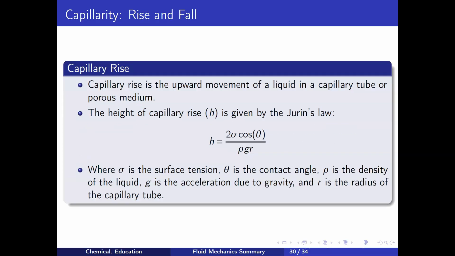Capillary rise is the upward movement of the liquid in a capillary tube or porous medium. The height of the capillary rise h is given by Jurin's law: h is equal to 2σ cos θ / (ρ g r), where σ is surface tension, θ is contact angle, ρ is the density of the liquid, g is the acceleration due to gravity, and r is the radius of the capillary tube.